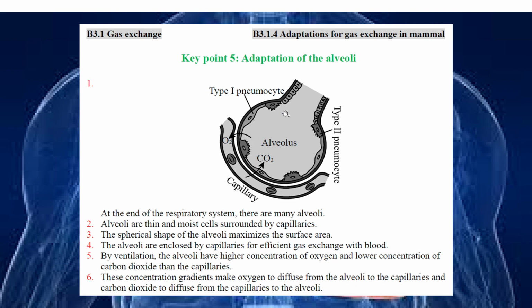And also you need to remember who will secrete the surfactant and who will transfer the oxygen and carbon dioxide. Very easy. The type 1 is for the transfer of oxygen and carbon dioxide for gas exchange. But the type 2 is for the secretion of the surfactant to keep it moist, to keep them from collapsing.